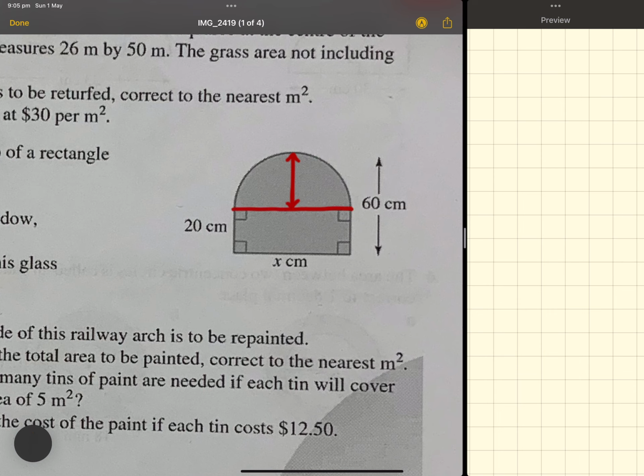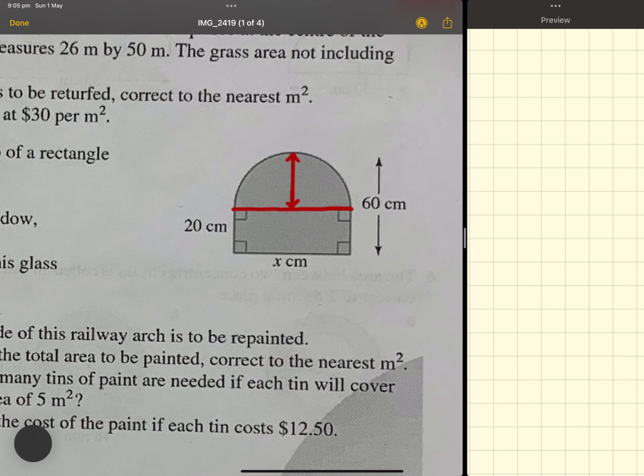Okay. Question 10. The facade of this railway arc is to be repainted. Find the total area to be painted correct to the nearest meter squared. So the question is asking you to find the area of this shaded bit here.